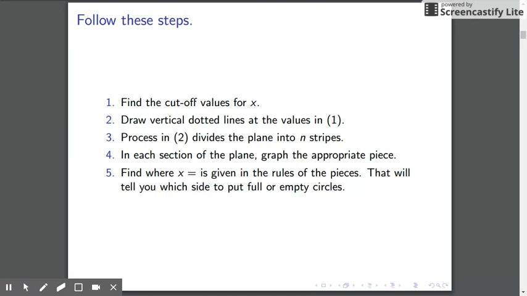So to graph the function, follow these steps. Find the cutoff values for x, and draw vertical dotted lines at those values. This divides the plane into n strips. In each section of the plane, graph the appropriate piece. Find where x equal to is given in the rules of the pieces. That will tell you which side to put the full or empty circles. What do I mean by x equal to? X equal to each of the cutoffs.